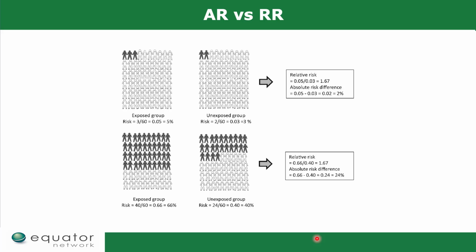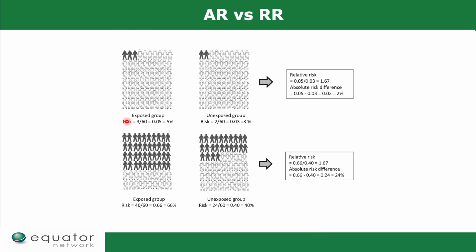So if I have a study that calculates the relative risk, it is okay. But if I have a study that calculates a relative risk and attributable risk, or its second name, the absolute risk difference, it will be a more powerful study. And this example will let you know why it is important.